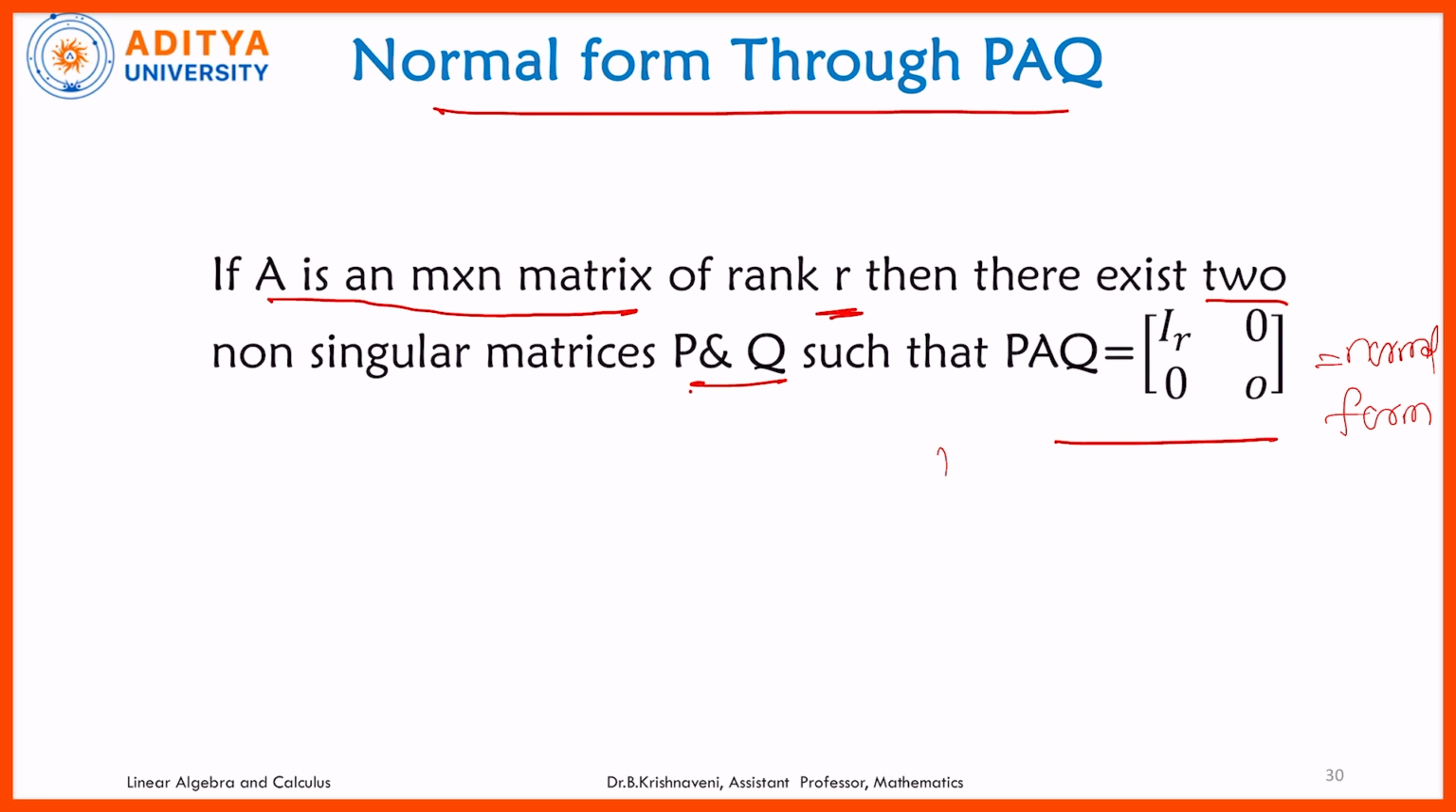Now in order to find this P and Q and to get the rank of the matrix using this method, first of all we need to consider a matrix of order m by n and take the equation A is equal to I_m A I_n. That is, pre-multiply with the identity matrix of order m and post-multiply with the identity matrix of order n. Here m represents the number of rows of the given matrix and n represents the number of columns of the given matrix.